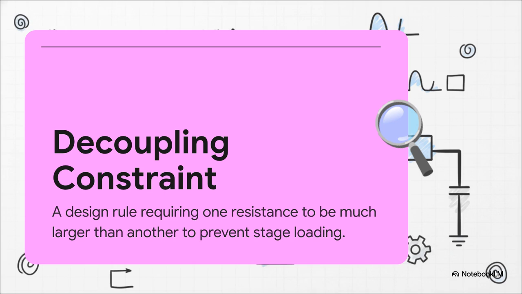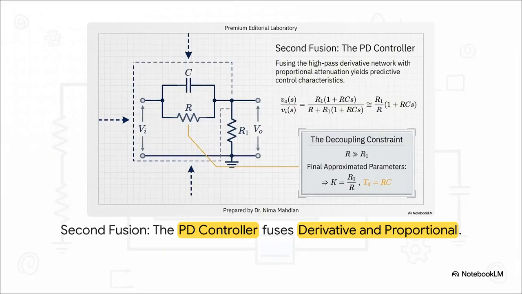And why is this so absolutely crucial? Because when you cascade passive stages, they essentially drain energy from one another. This constraint prevents that interactive loading between the stages, which ensures that our beautiful mathematical approximations actually hold up in the real physical world. And this brilliantly illustrates exactly how that constraint is applied.